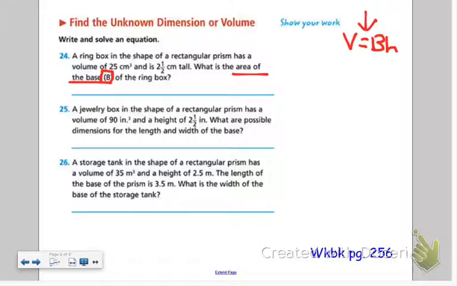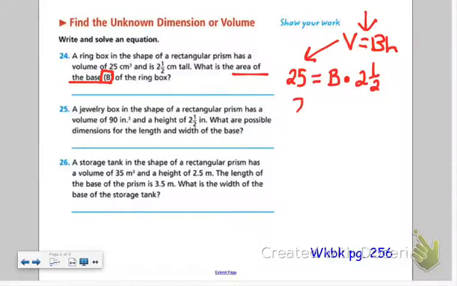What I'm going to do is plug in the values that I do know. I know the volume is 25, so instead of V, I'm going to put 25 there. I don't know the area of the base, so I'm going to leave the capital B there. And I'm multiplying the height, which was given, 2.5 centimeters. So now I have an equation that I have to solve, which we did in Unit 5. This is a multiplication equation. I can solve for the capital B by dividing, the inverse operation of multiplication.